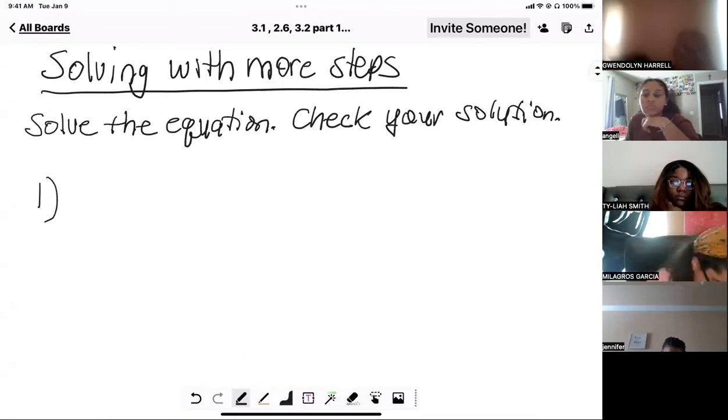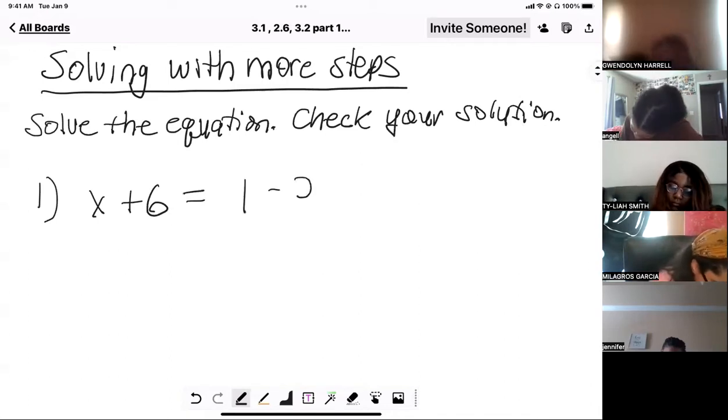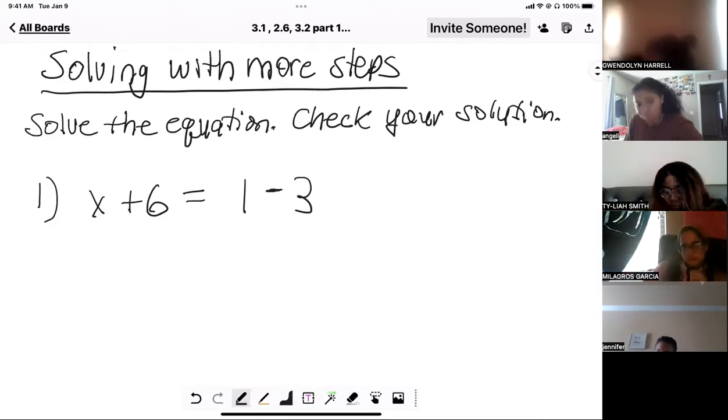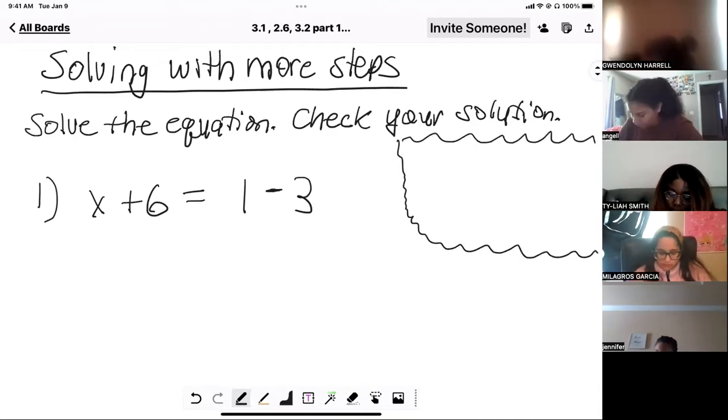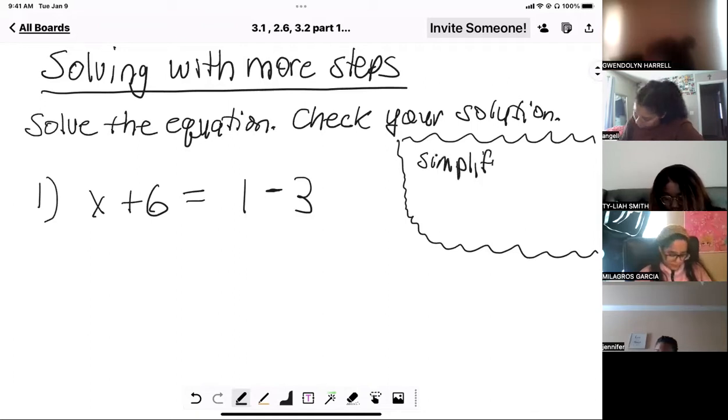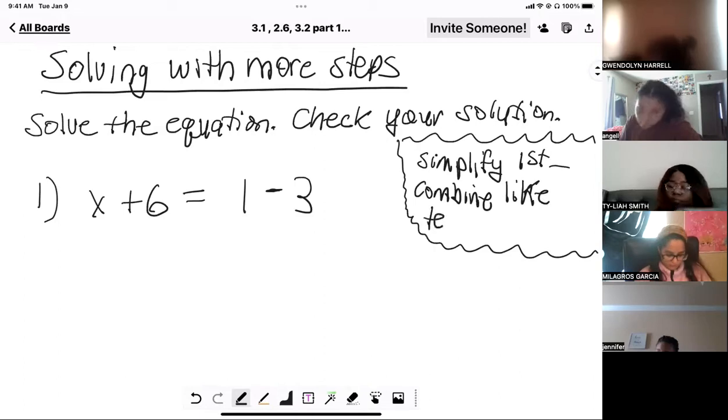Okay, so solve the equation. Here we go. X plus 6 is equal to 1 minus 3. So when you have more than a one-step equation, you have to simplify first, which means you have to combine like terms. Then you can solve. And we can start, like we did last section.